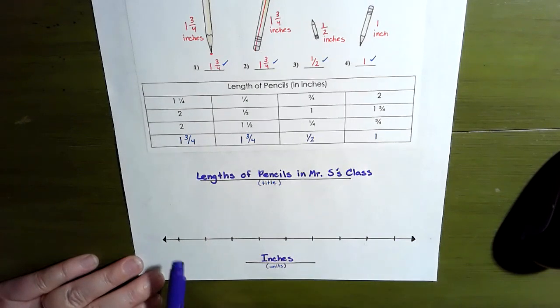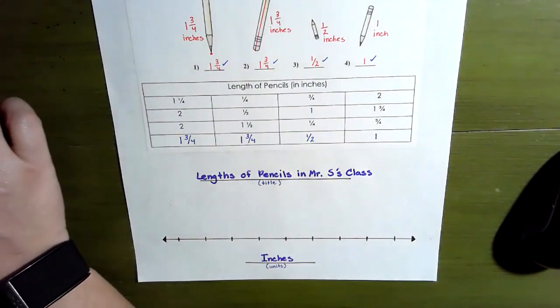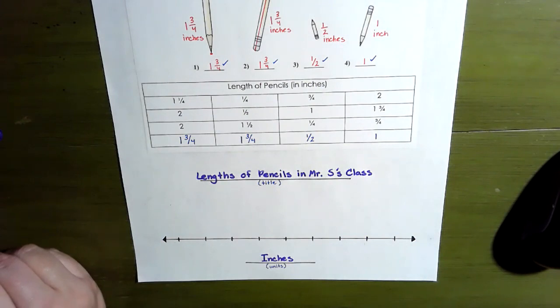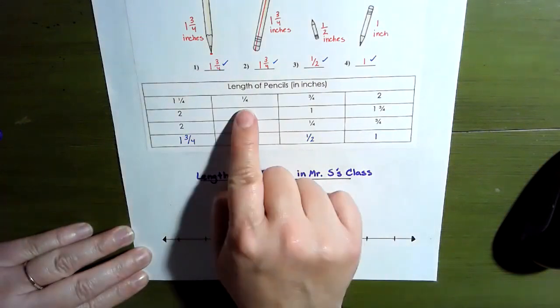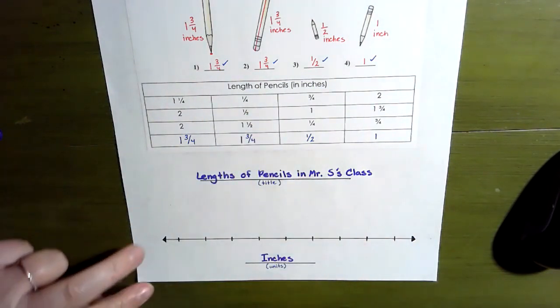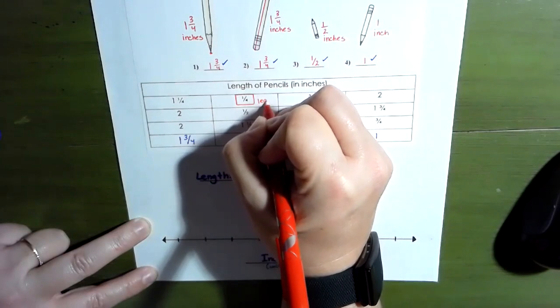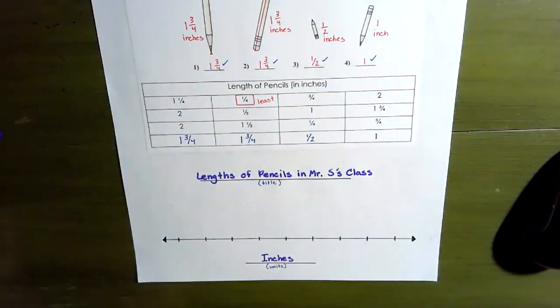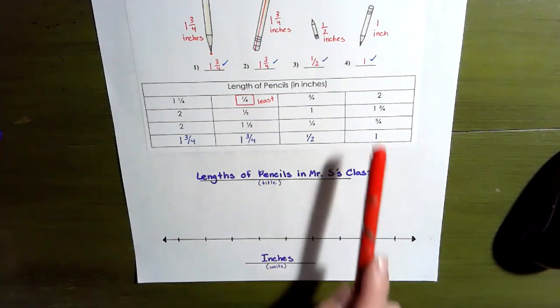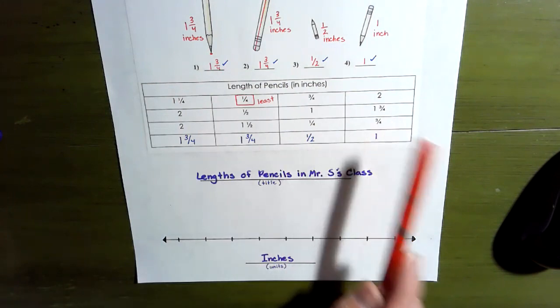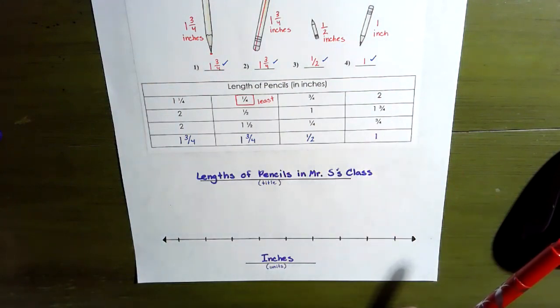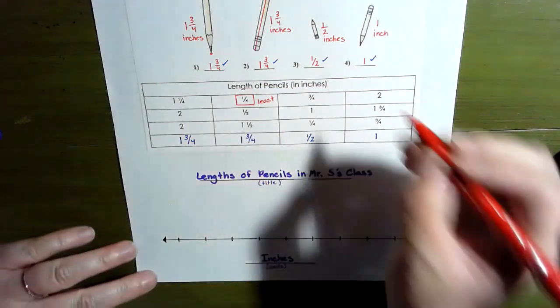So the first thing we need to do is take a look at your data. Look at the data set and find the least value. Find the least value. Say it out loud. That's right, the least value is 1/4. I'm going to go ahead and mark that as my least value. Now, look at your data set and find your greatest value. What is the greatest value? Say it out loud. Great job. Your greatest value is 2.